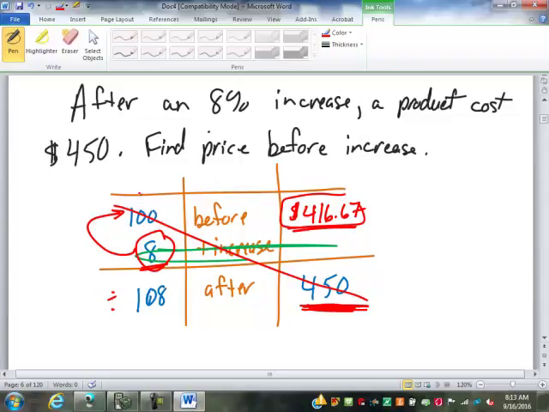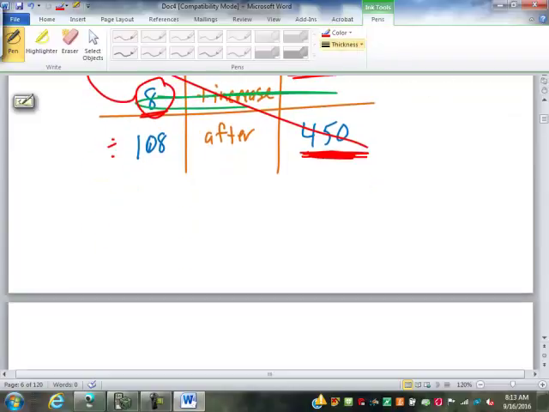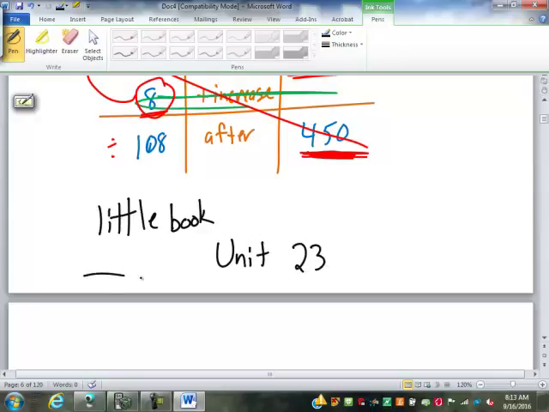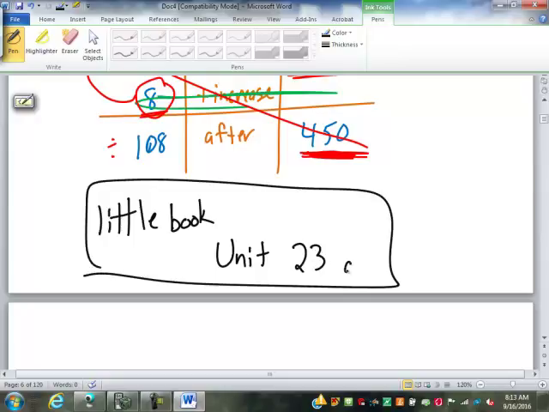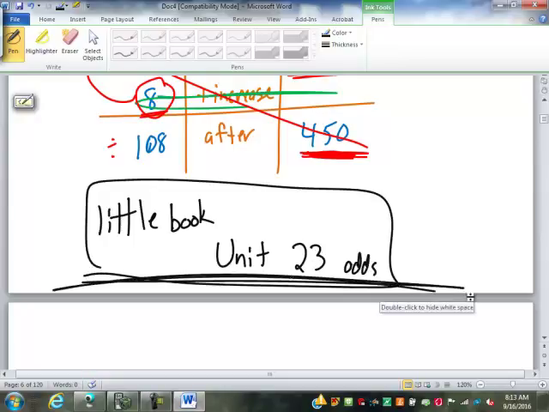I'm going to give you guys some time to mill these over in your homework. In your little book, this is unit 23. Of course, the odds. Give those a shot, see what happens. We'll talk a little bit more in the next hour.